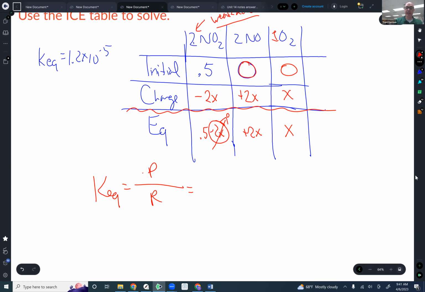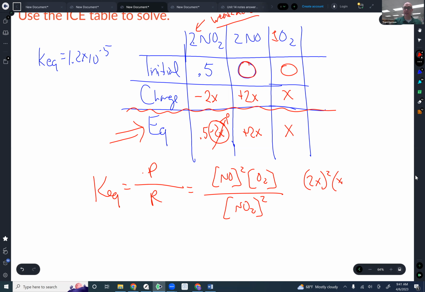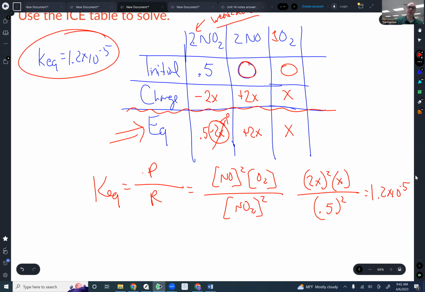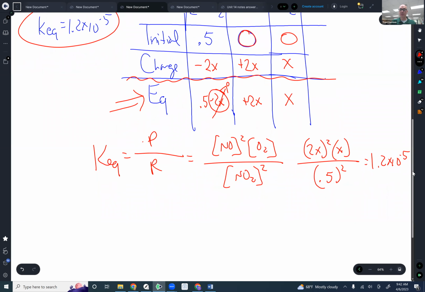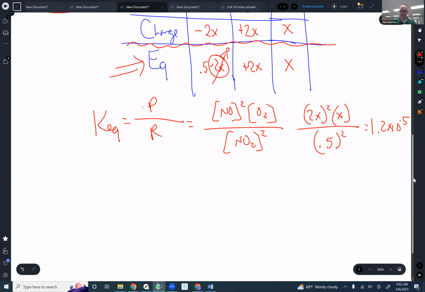My products, I have NO squared times O2 divided by NO2 squared. Now we have our equilibrium values that we can substitute in. So I have 2x squared times x divided by 0.5 squared equal to 1.2 times 10 to the negative 5, because that's what my equilibrium constant told me. So now we've just got some algebra math that we're going to try and solve here. So let's solve for one of these x's.